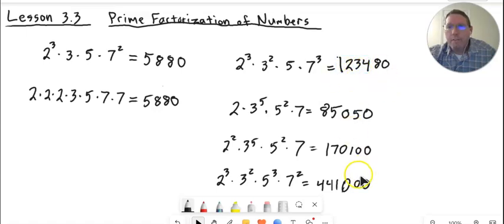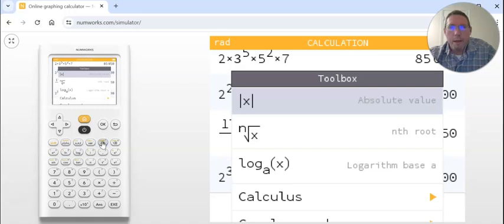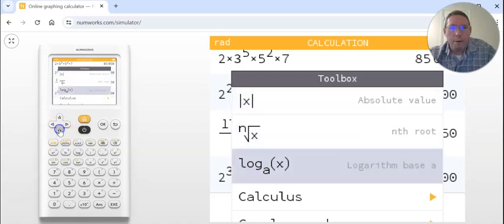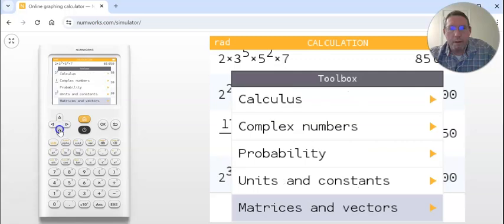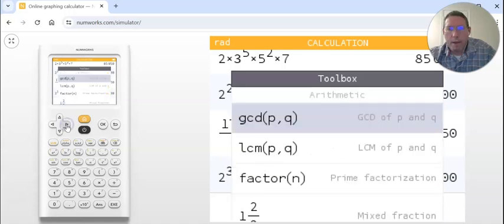I am going to show you a neat feature of the Numworks calculator real quick. See this 441,000? If I go into the Numworks calculator, I can actually get the factorization of it. The Numworks calculator will do that for you. What I'm going to do is go to this button right here, which is called the toolbox button. I'm going to click on the toolbox button, and then go down to where it says arithmetic. Okay, arithmetic, and then I'm going to hit the right arrow, and that's going to go in here.